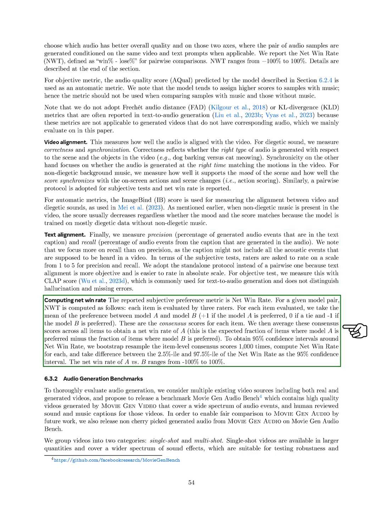To compute the net win rate, we evaluate each model pair with 3 raters. We average their preferences to get consensus scores, which we then average across all items to find the net win rate. We also calculate 95% confidence intervals through bootstrapping.